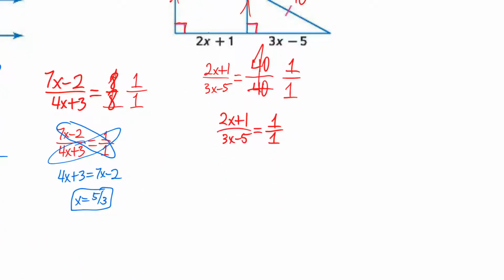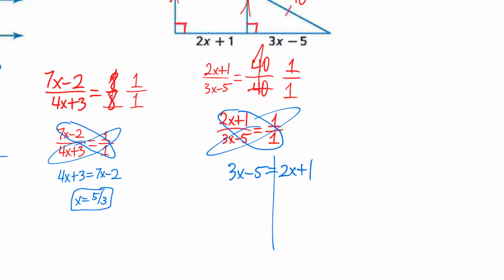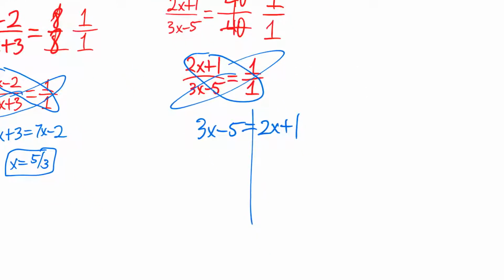And so when I cross multiply, what am I going to get? 3x minus 5 equal to 2x plus 1. Okay, and then from there it's just simple. It's taking 2x away from both sides. x minus 5 equals 1. Add 5. And so x equals 6.